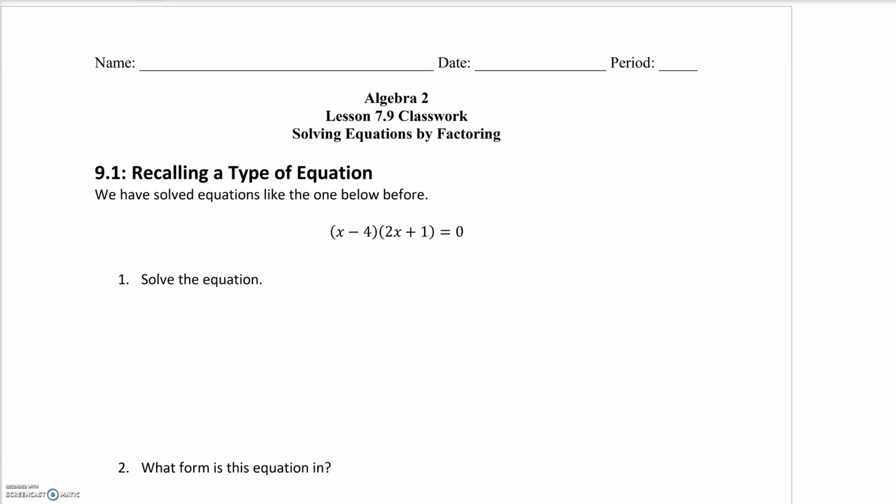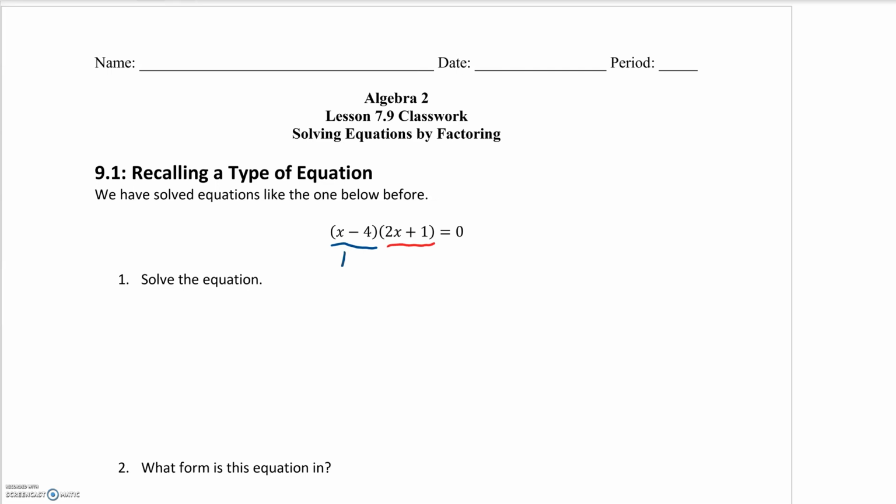We used the zero product property. Remember, the zero product property tells us that if two things are multiplied to equal zero, then either the first thing equals zero or the second thing equals zero or both. We're going to focus on the or both portion. So to solve this equation, I notice here that I have two things, x plus 4 and 2x plus 1. Those two things are multiplied to equal 0.